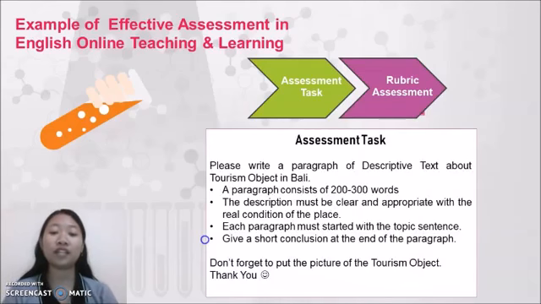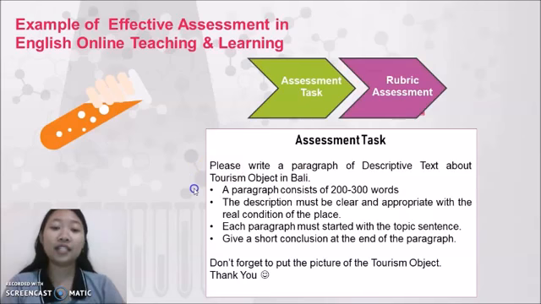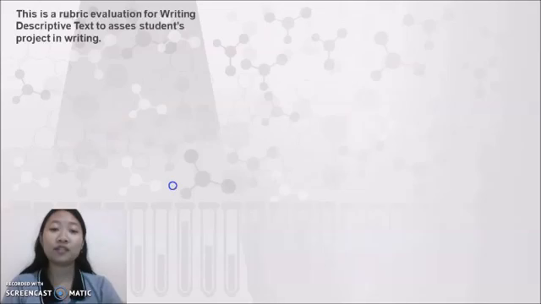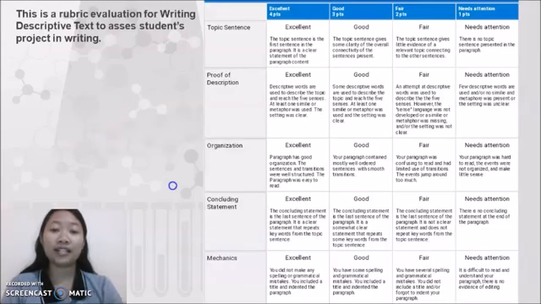I will give an example if the teachers give the students a task like this. Please write a paragraph of descriptive text about a tourism object in Bali, and the teachers also give clear instructions or the steps that the students will do in the task. And then the rubric assessment must be related.